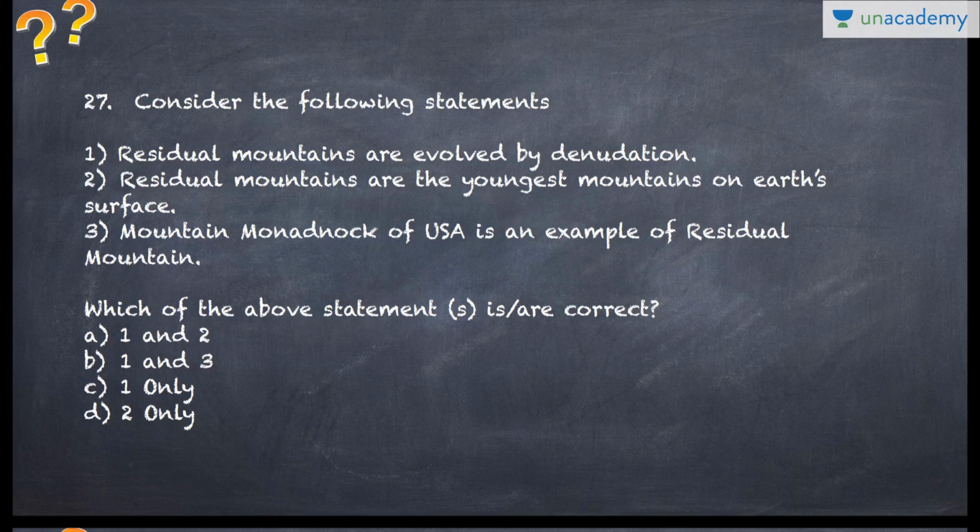Now, with respect to this question, residual mountains are evolved from denudation. Okay, that's right. And then, residual mountains are the youngest mountains on Earth's surface. That's wrong, because Himalaya is the youngest mountain on Earth's surface. That's why it's very tall, right? The erosional activities are not happening much. So the fold mountains are the youngest ones, and you can talk about plate tectonics and how these are formed.